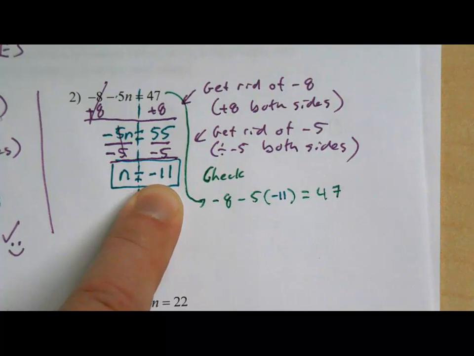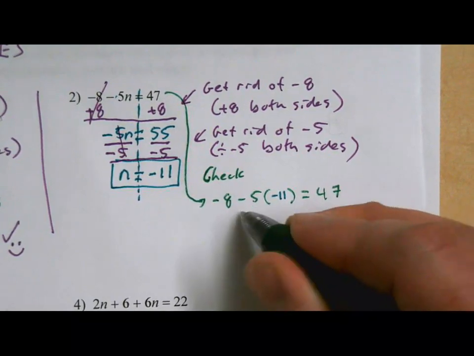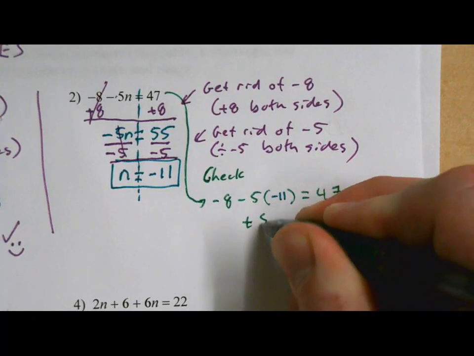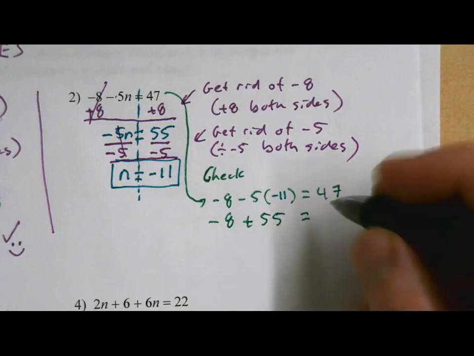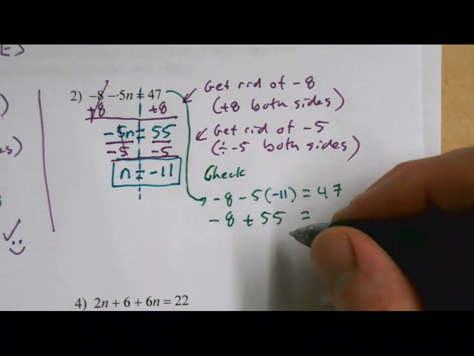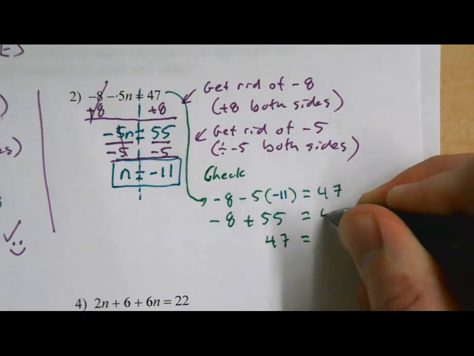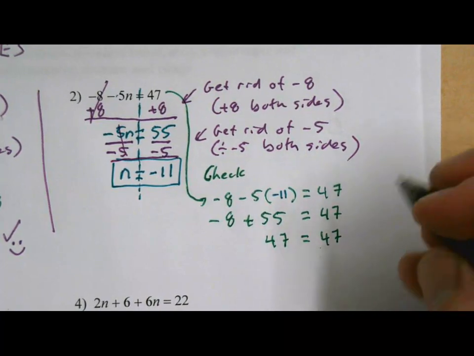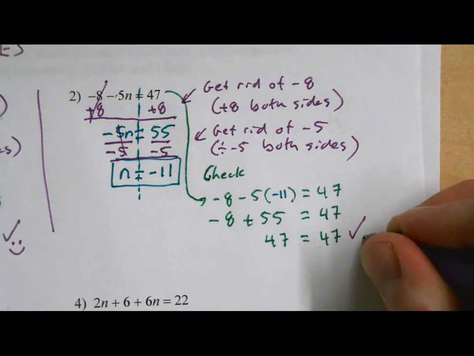All right, let's simplify here. Now we have to know order of operations to do this. Multiplication comes before subtraction. So let's do the multiplication. -5 times -11 is a positive 55. We'll bring down our -8. And then -8 plus 55 gets us 47 on that side. Oh, good. This side is also 47. There was nothing to do in there, so we got the same number on both sides. That means our solution checks out and we're happy.